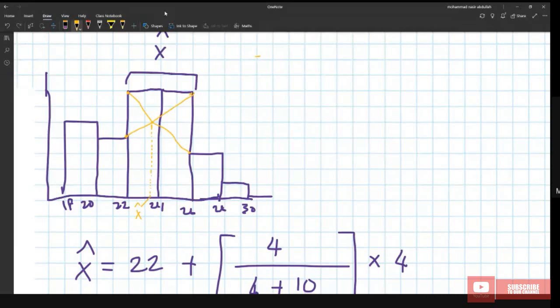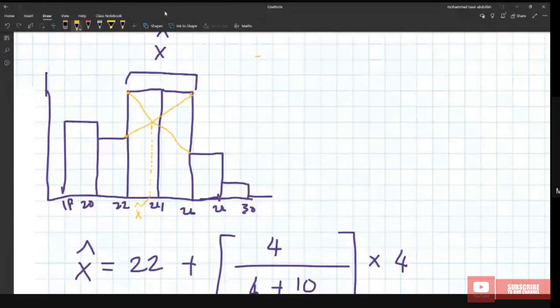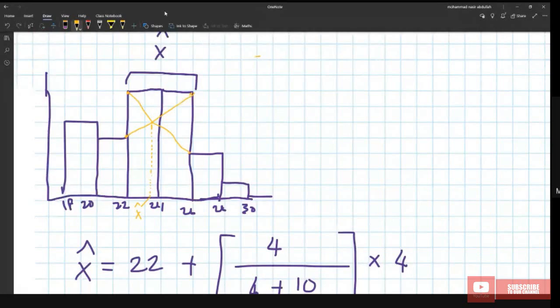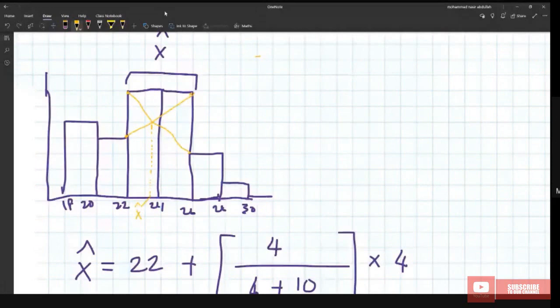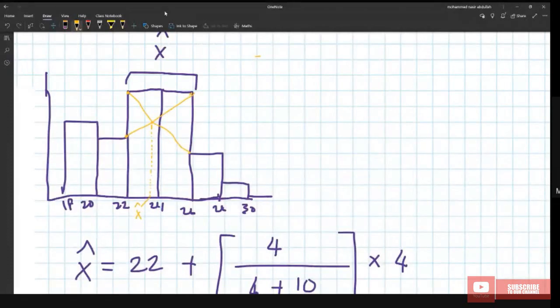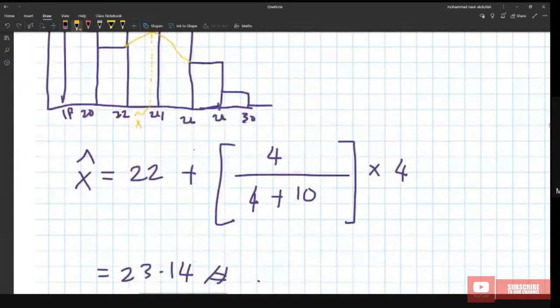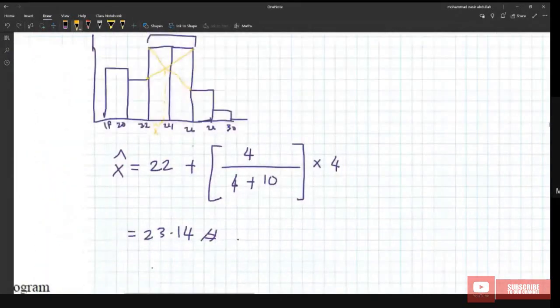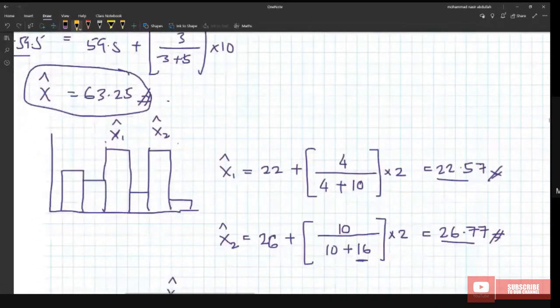So in the final exam test later, make sure you read the question carefully, right? Whether I want you to calculate mode or I want you to find mode from the histogram. If I want you to find mode from the histogram, you just need to draw this line and take the intersection value. If I want you to calculate mode, then you need to use the formula. So now, let's look at this one.